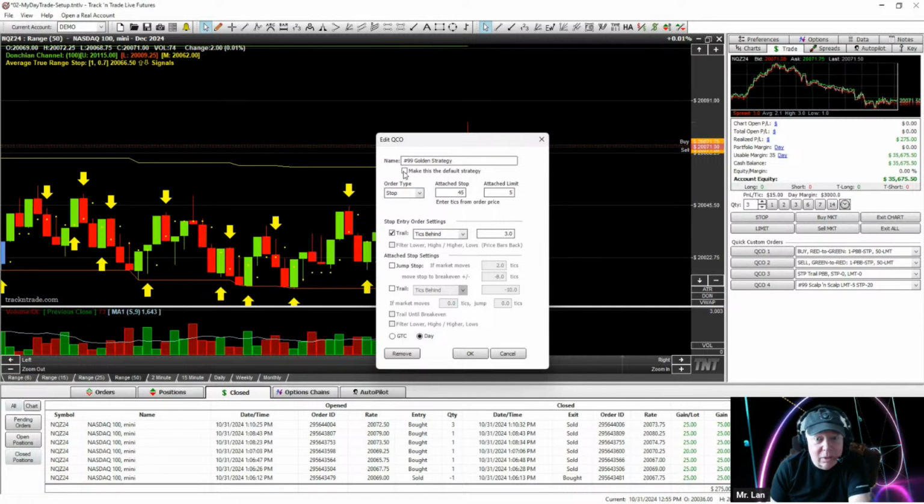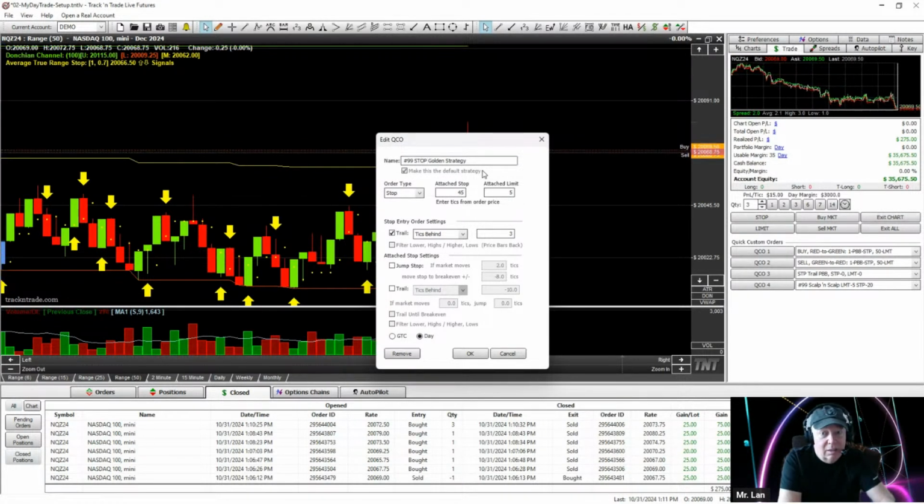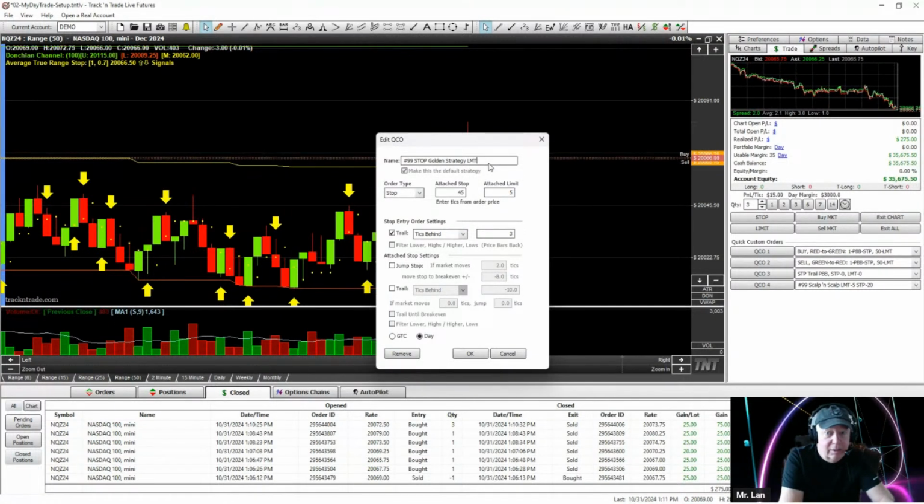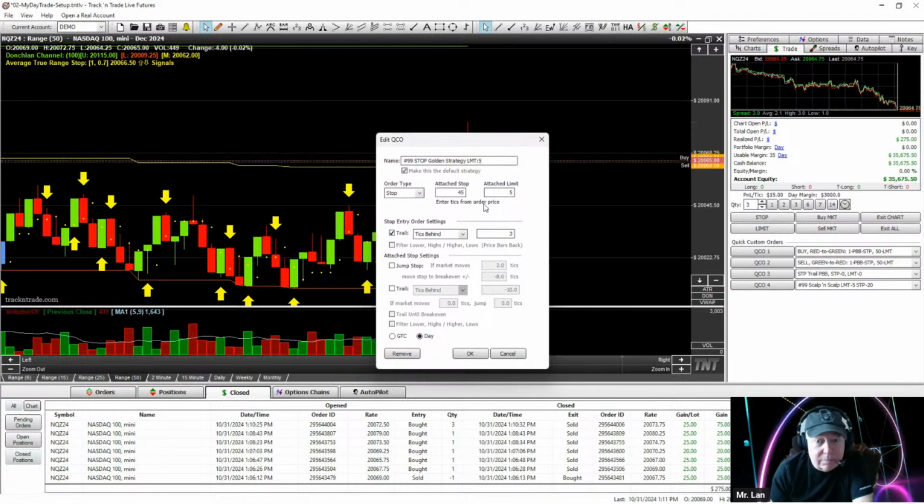Okay, we're going to make this one our default strategy. Let's give this one the name. So this is 99 golden strategy, stop golden strategy as opposed to limit. And let's put in here, we're just going to do limit 5, and we're going to trail 3 ticks behind on the stop.